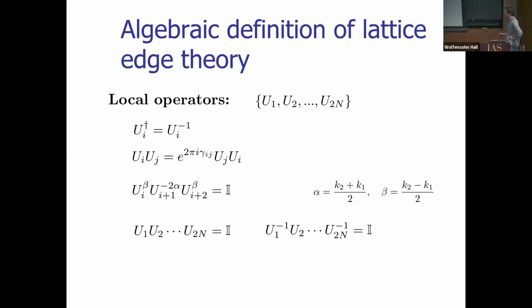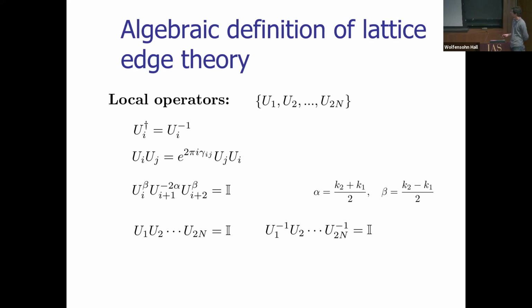They commute up to some phase, which is determined by this matrix gamma ij, which I'll write down in a second. Gamma ij is a matrix that depends on K1 and K2. And then they obey some other algebra here, where alpha and beta are just some combinations of K1 and K2. And finally, there's some global boundary condition, just like the boundary condition we wrote down for the Laughlin state. There's some global boundary condition we always get in these edge theories.